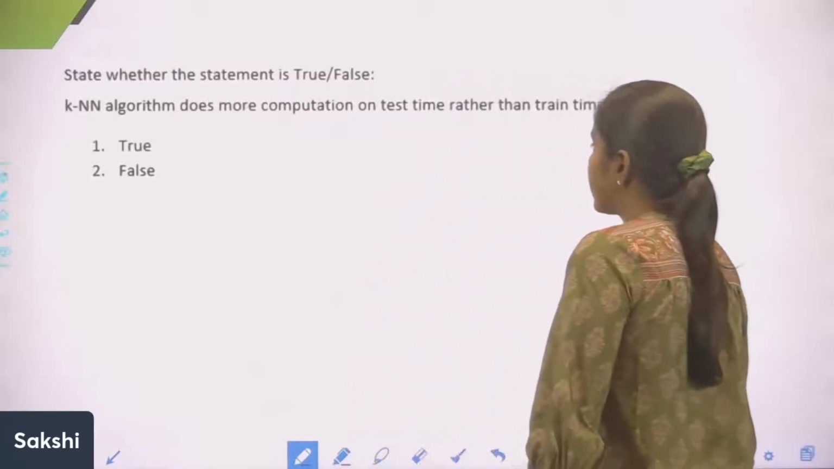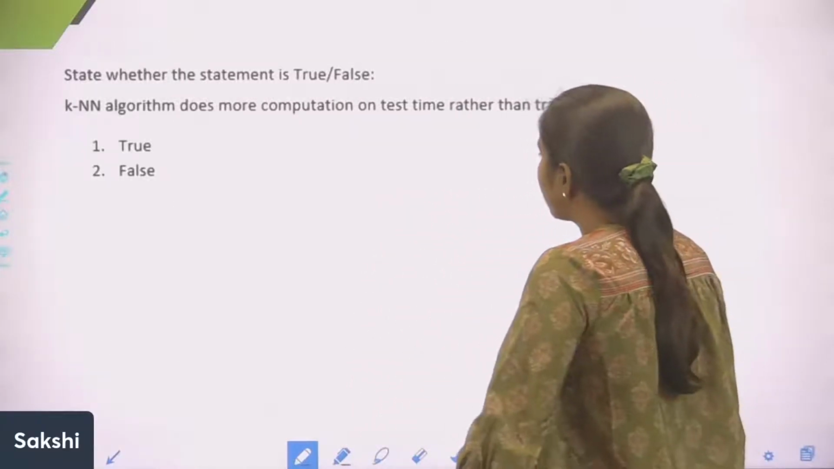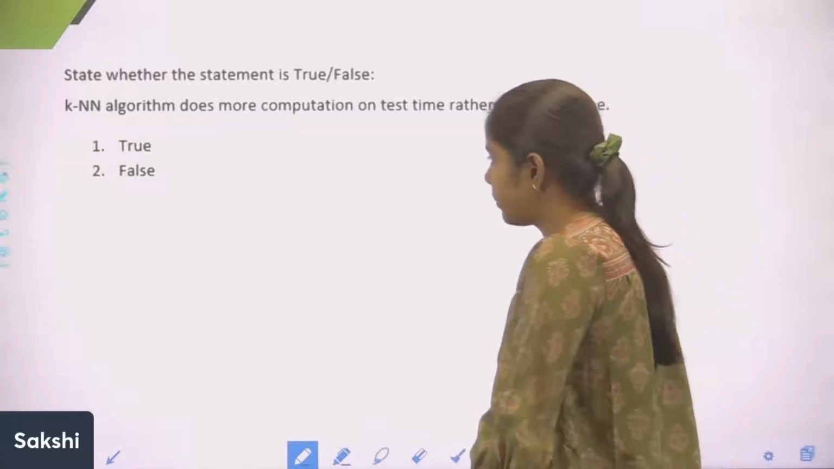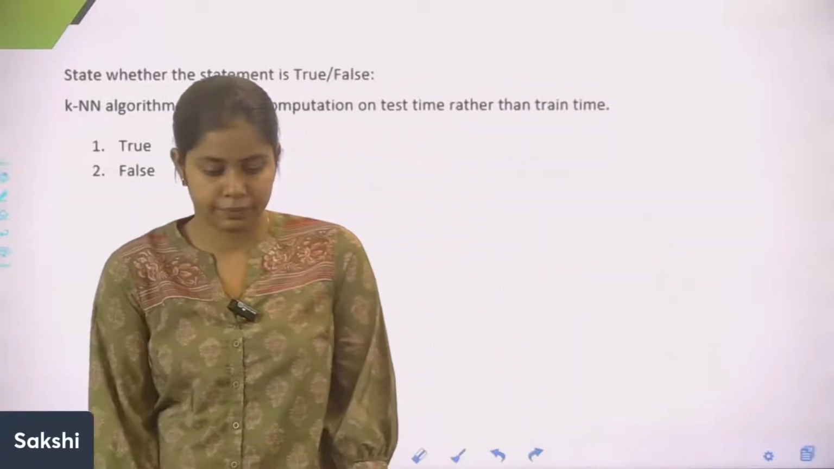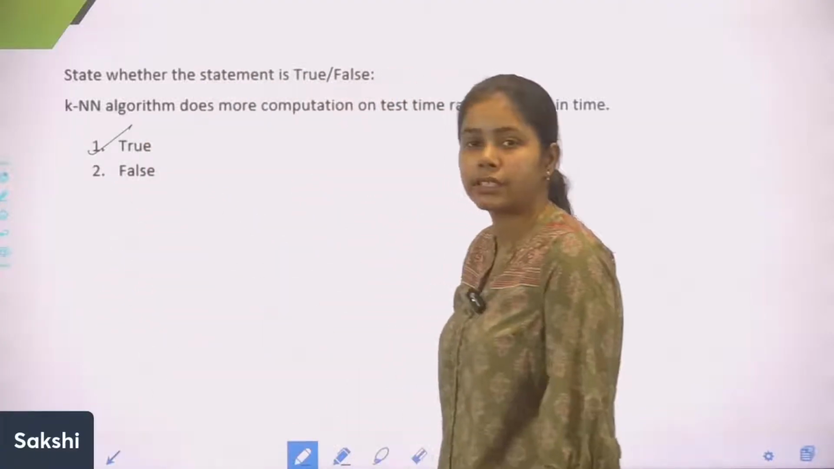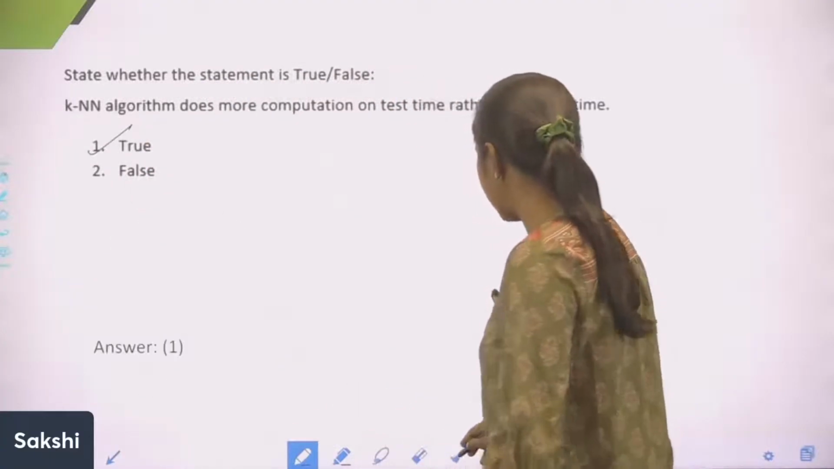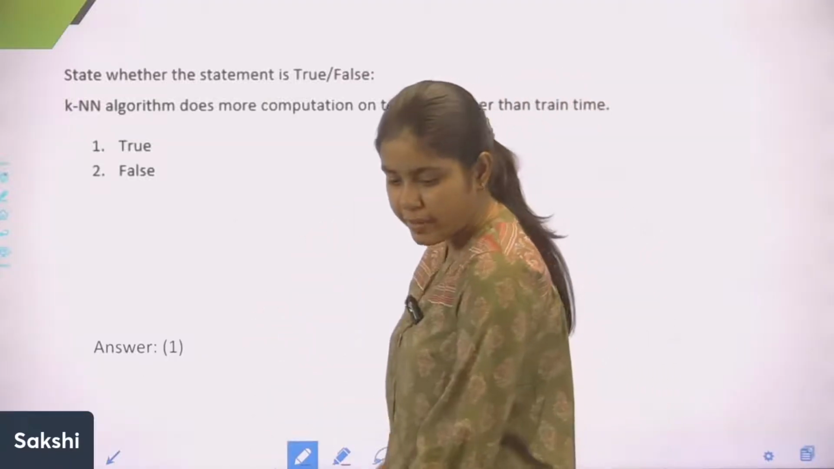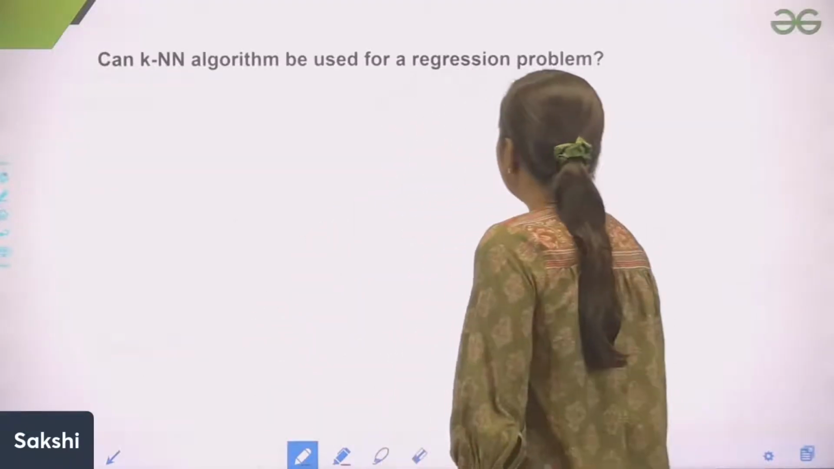So the next question says that the KNN algorithm does more computation at test time rather than train time. Obviously, that is true. We already have discussed why this is true. So I'm moving to the next question.